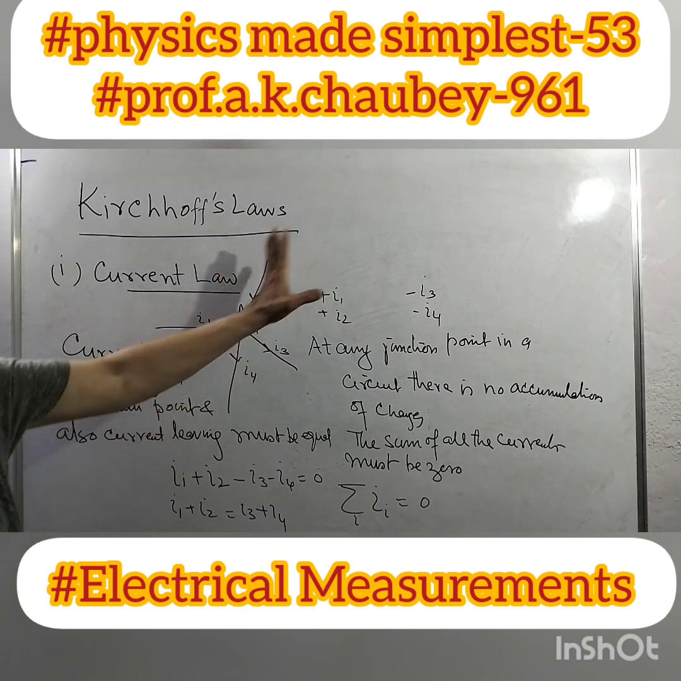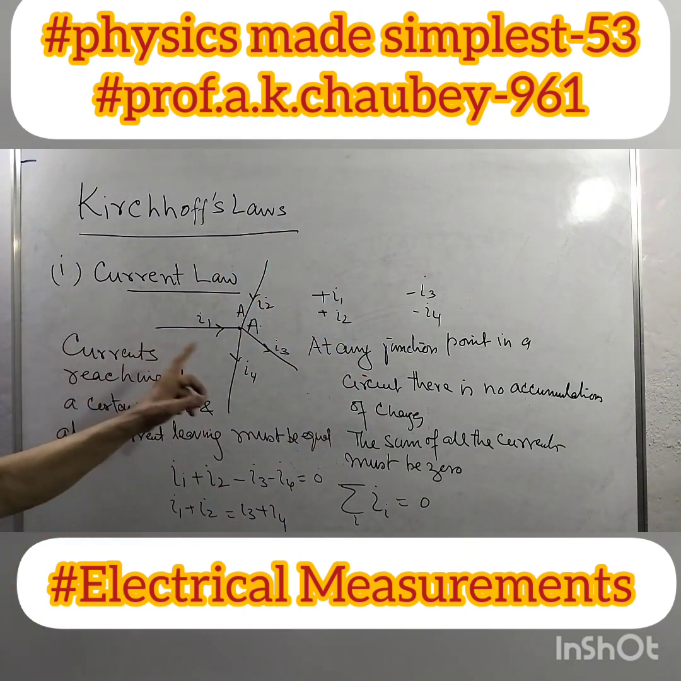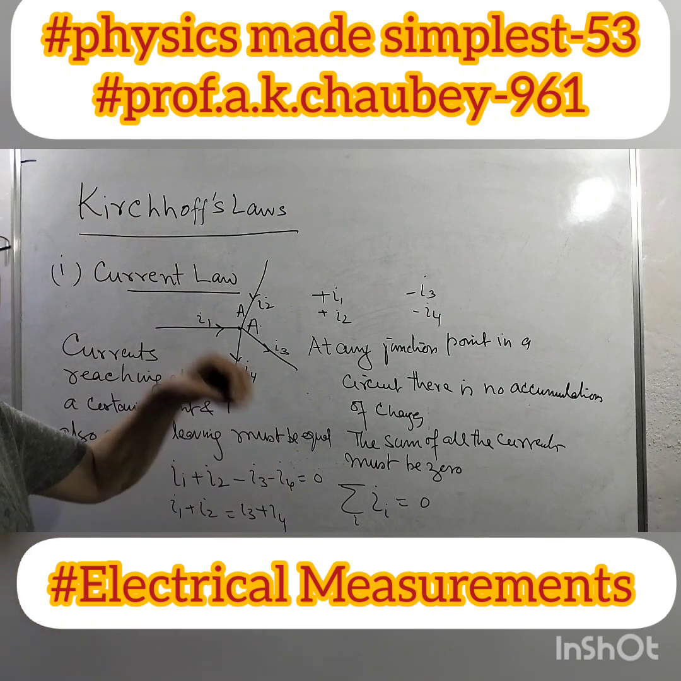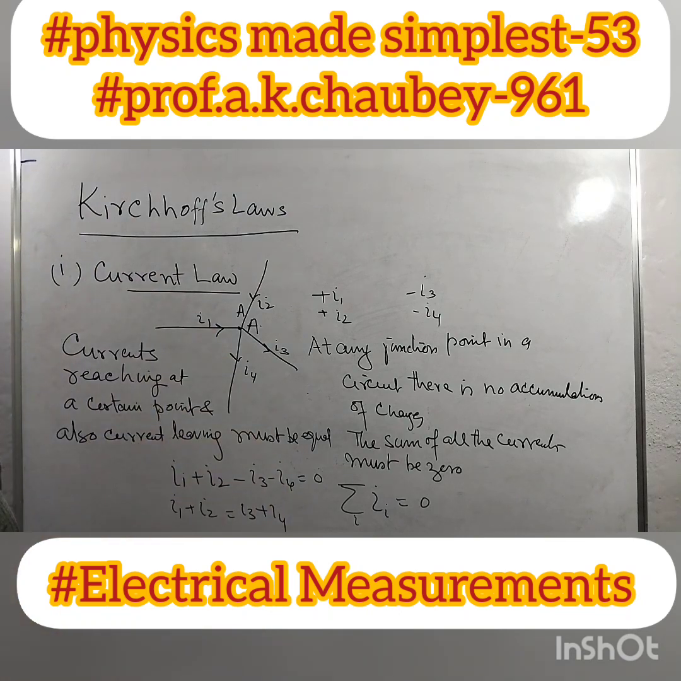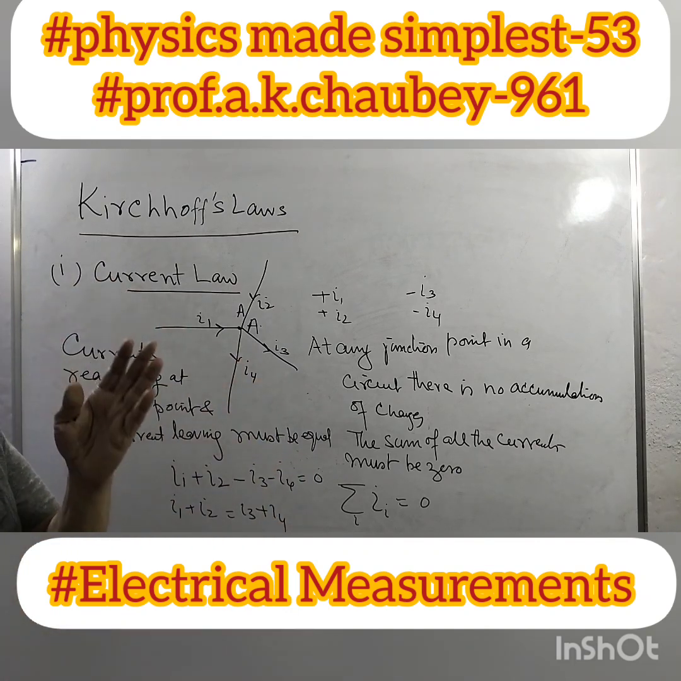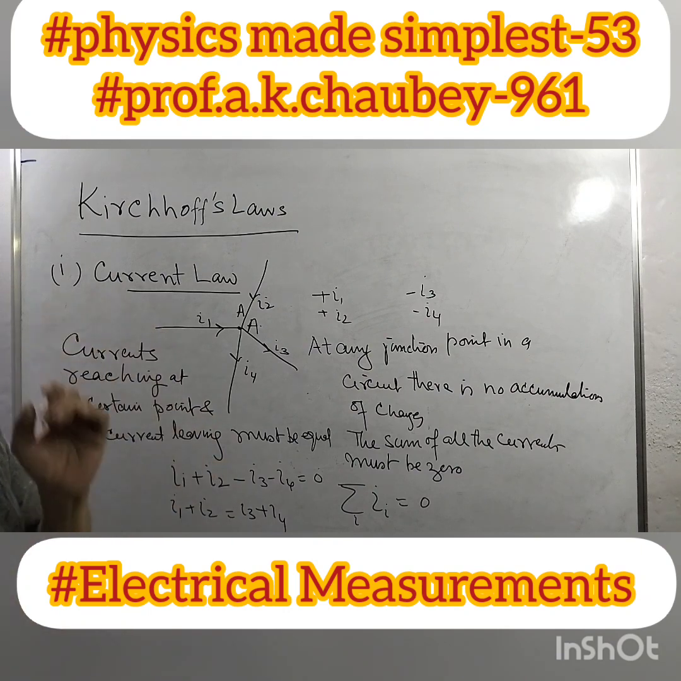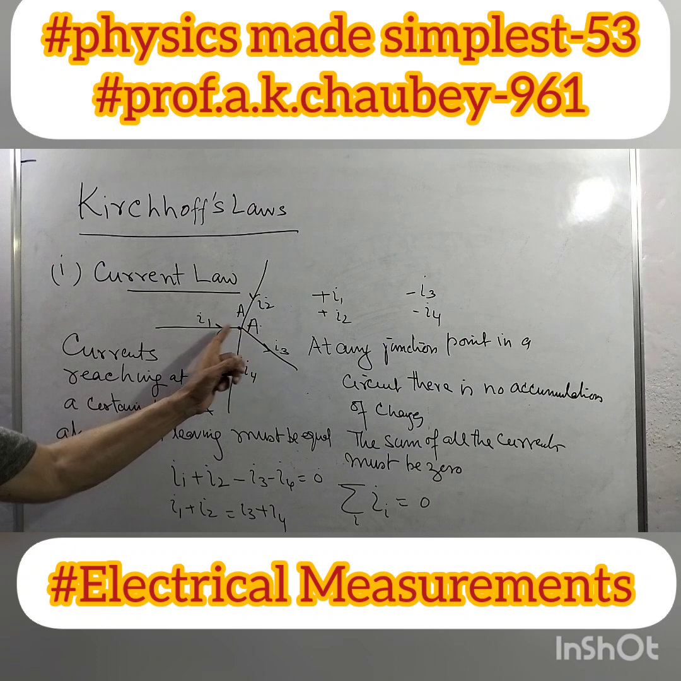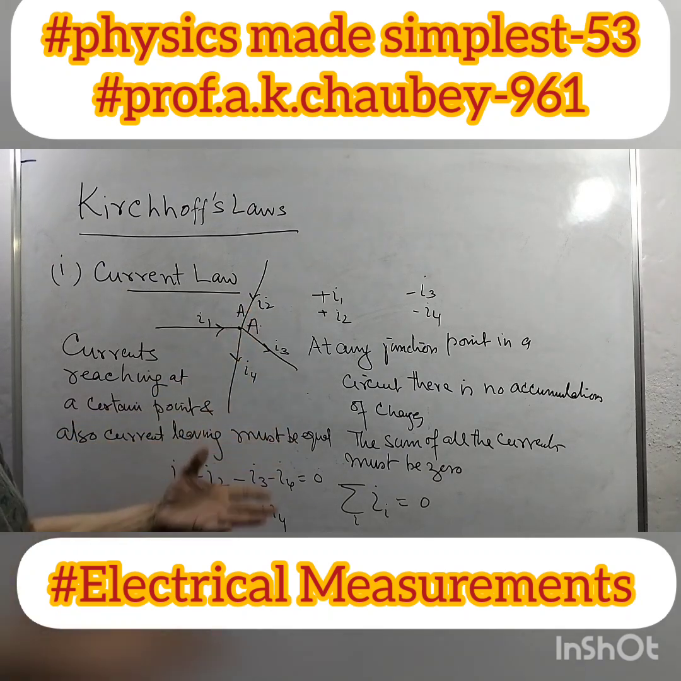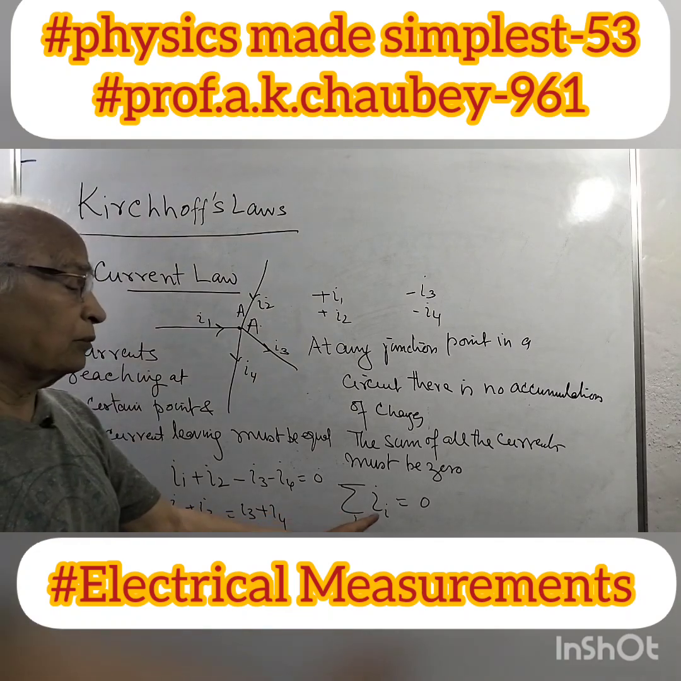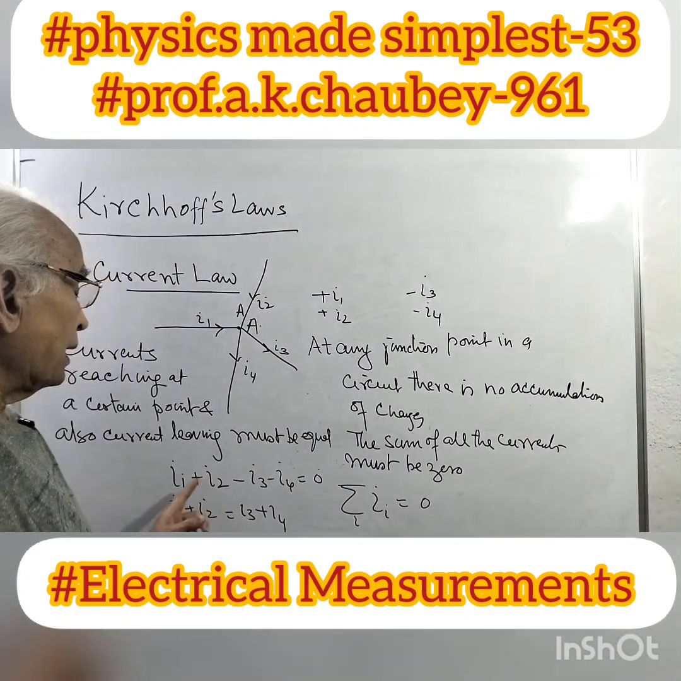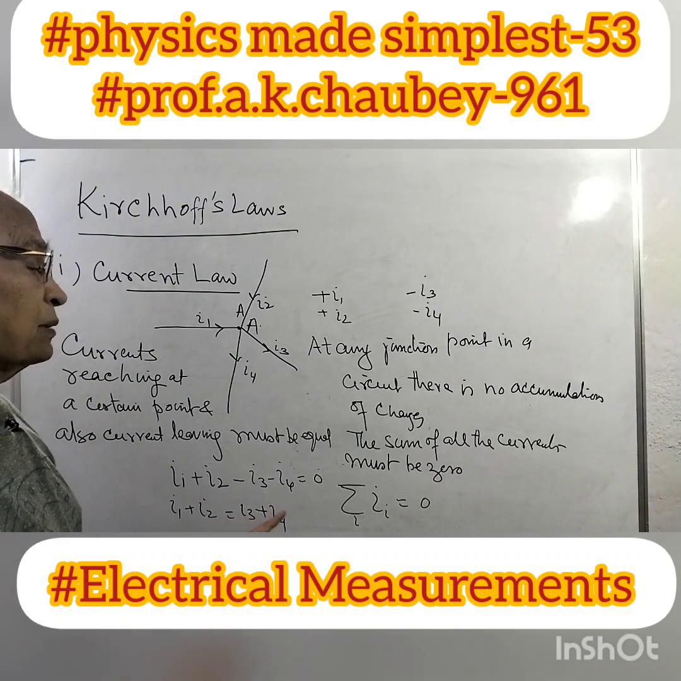It means the total current at any junction point in the circuit, anywhere, there is no accumulation of charge. You can understand it this way: charge is not collected at any point. There is no source to collect. Capacitors have the capacity to store charge. So the algebraical sum of the current must be 0, or the current approaching and the current leaving must be equal.